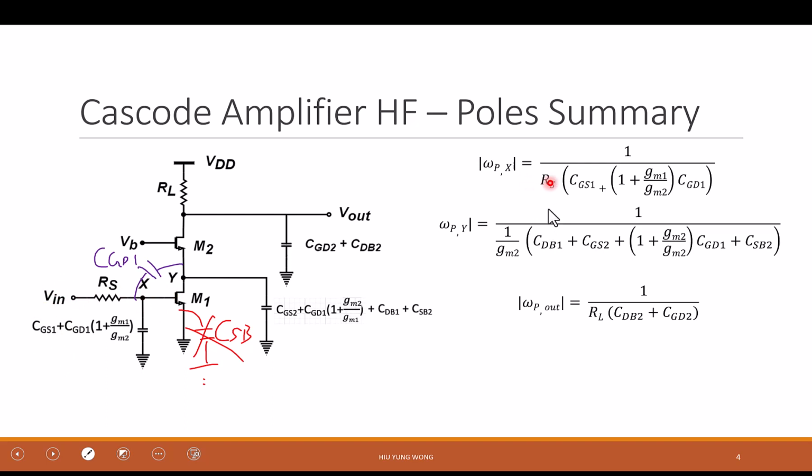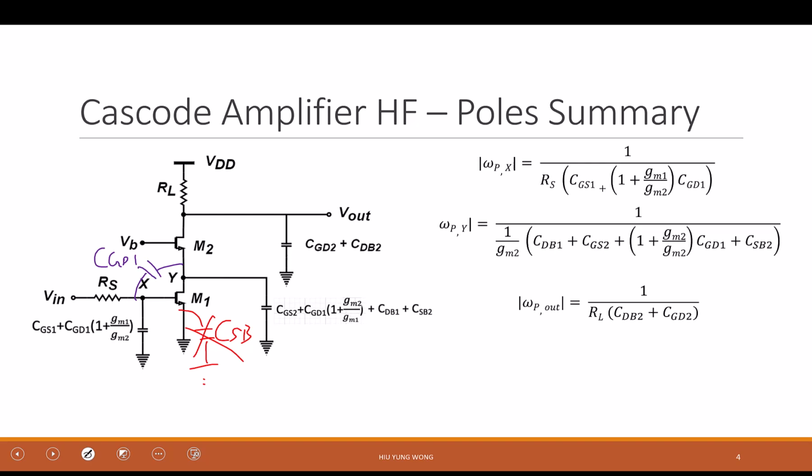So I have RS here. But then what is the capacitor that can bring me to the ground? Well, I see CGS1 because I do have CGS1 here. But then I also see CGD1. However, this is not grounded. So I need to apply the Miller capacitor, right? And to apply the Miller theorem, I use this theory.